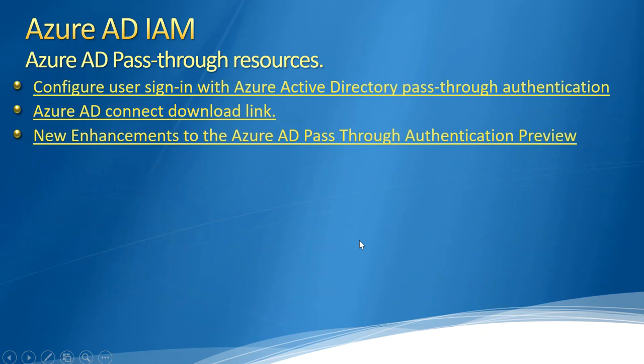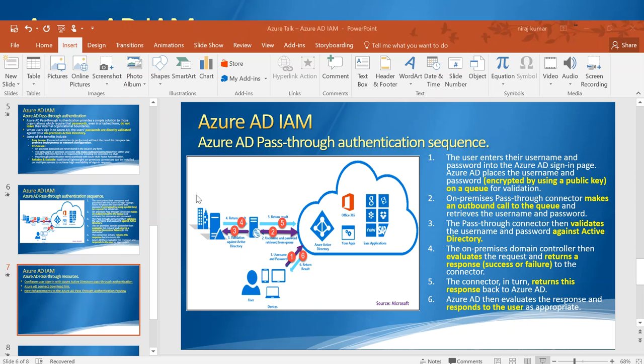All right, some of the resources we're going to make use of in today's demo: this is the link where you have the Azure AD password authentication configuration. This is an article from the Microsoft website, which we will follow, and then you will also need Azure AD Connect, so this is the download link. Also, Microsoft has released some new enhancements to Azure AD pass-through. I've just posted that link, so maybe it will be a good idea to talk about that.